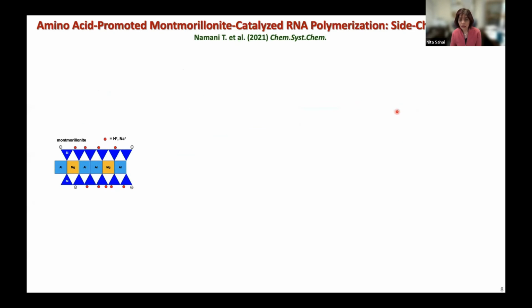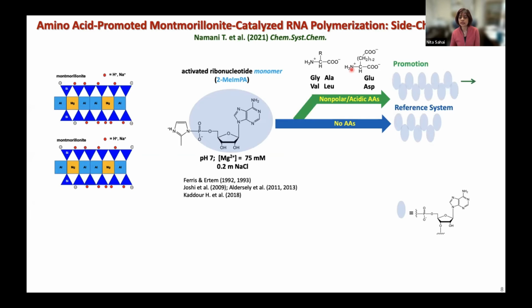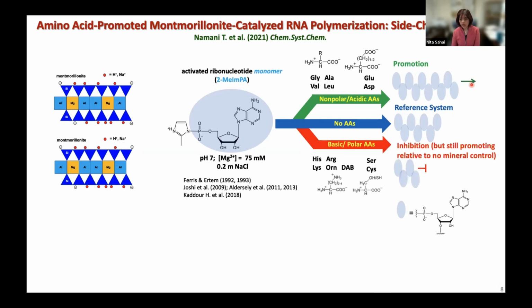Now, if you add amino acids, if they contain a non-polar side chain or an acidic side chain, we saw this beautiful result that there was a promotion of the RNA to a longer chain length. Whereas if you add the basic and the polar amino acids like serine and cysteine, then there's an inhibition compared to the no amino acid system. However, this is still better. Even these so-called inhibiting amino acids are still doing better, the former, than if you had no mineral around.